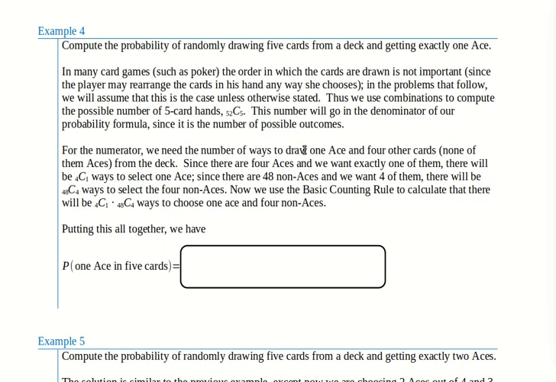Now for the numerator, we've got to think about 2 different things. We've got to think about the number of ways to draw 1 ace, and then the 4 other cards, none of them aces. Remember, it says exactly 1 ace.